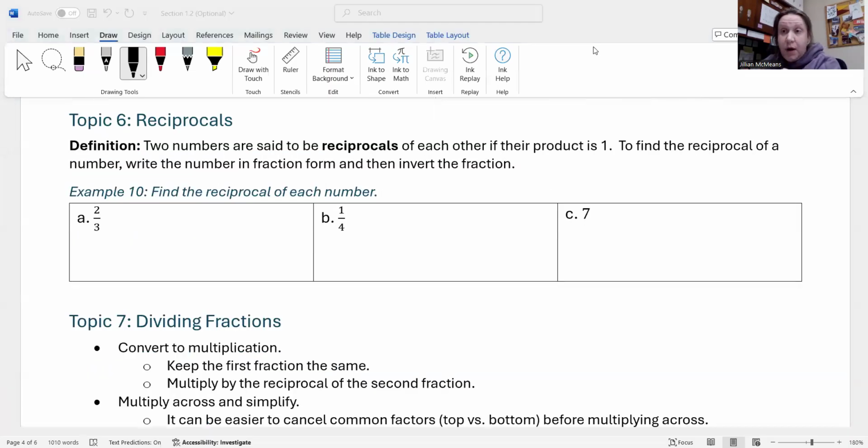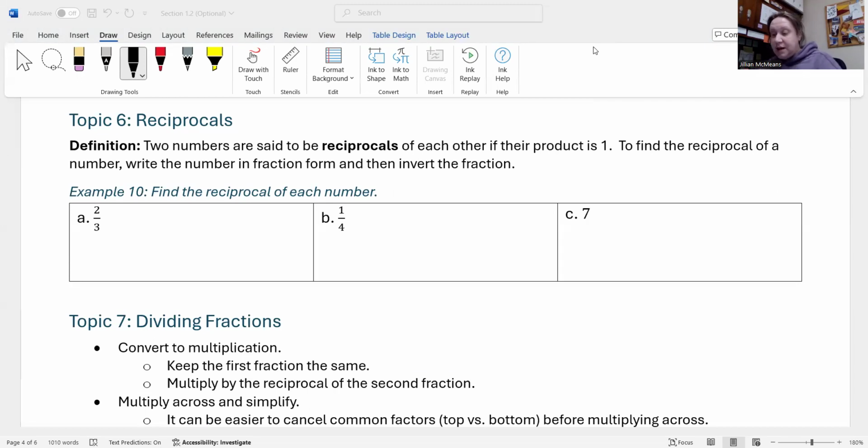So for this video, I'm going to do topics 6 and 7 together. Topic 6 is just really short, so I'm going to merge it with topic 7. Topic 6 is all about reciprocals, which is a part of topic 7, so it's worth mentioning. Two numbers are said to be reciprocals of each other if their product is 1. To find the reciprocal of a number, write the number in fraction form and then invert the fraction. Okay, and this is a big part of topic 7, which is dividing fractions.